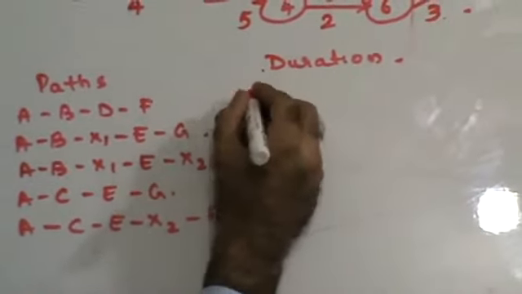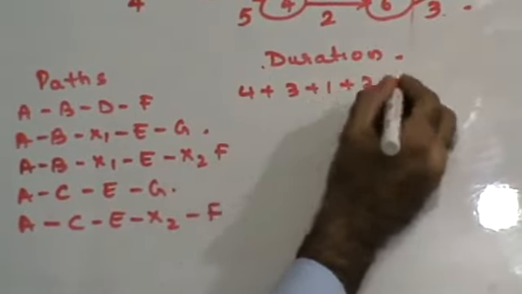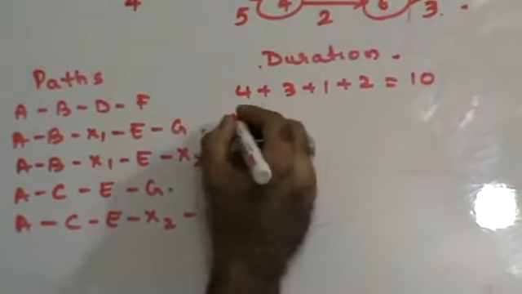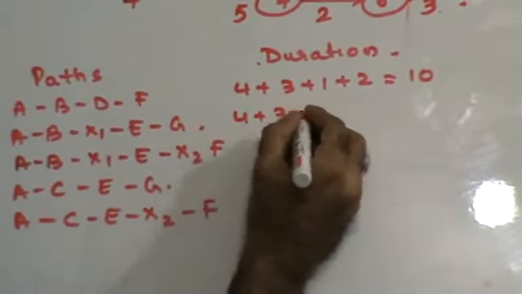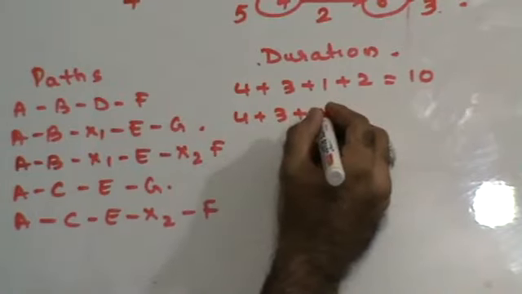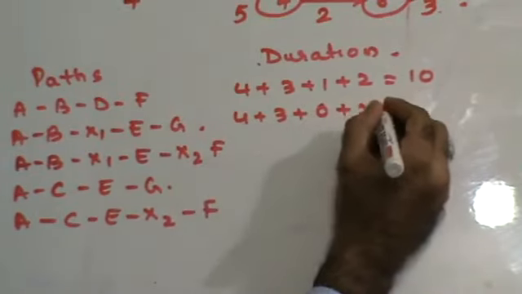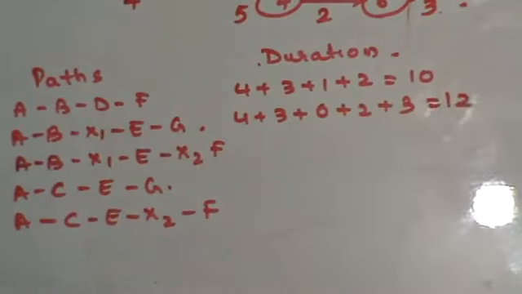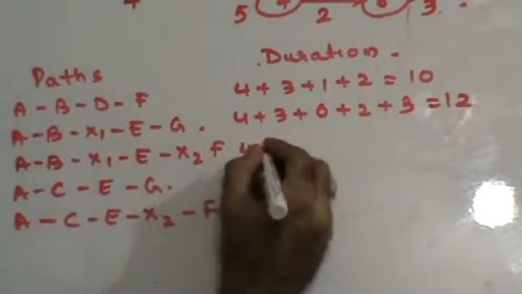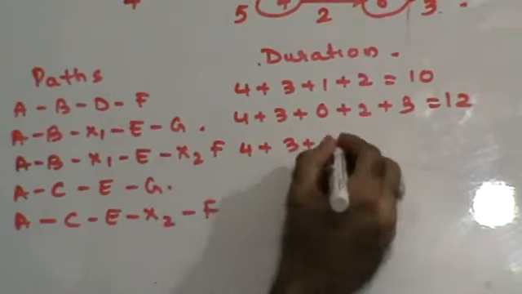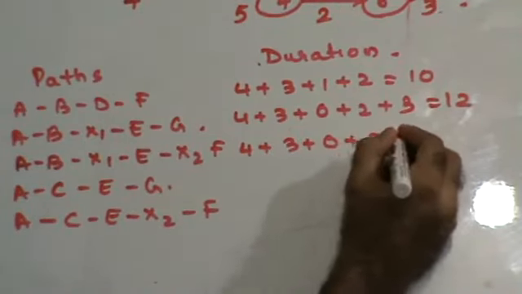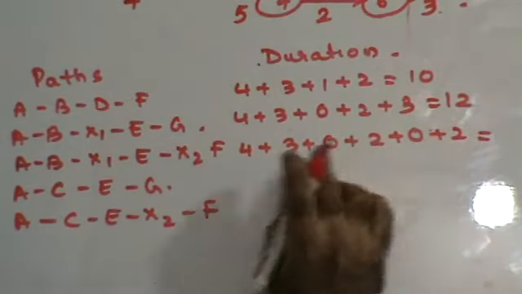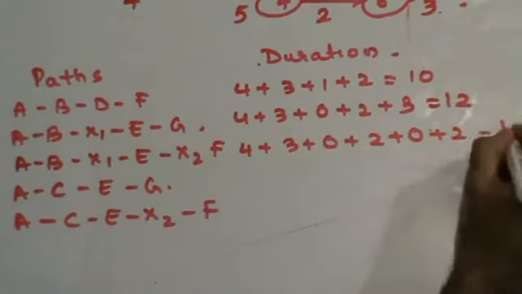A, B, D, F: 4 plus 3 plus 1 plus 2. 4, 7, 8, 10. A, B, X1, E, G: 4 plus 3 plus 0 plus 2 plus 3. So this is 6 and 4, 10 and 2, 12 days. Next, 4 plus 3 plus 0 plus E is 2 plus 0 plus 2. 4, 7, 8, 9, 11 days.